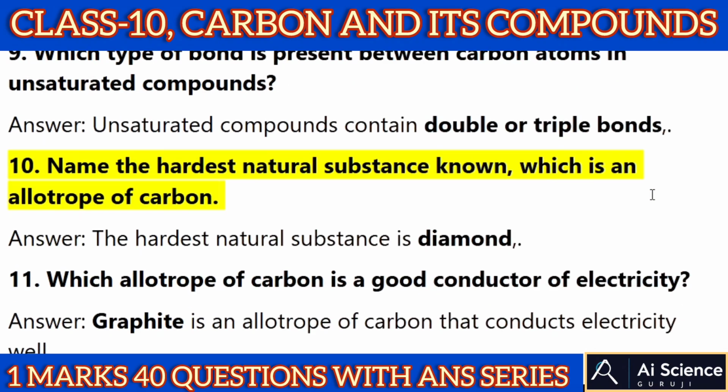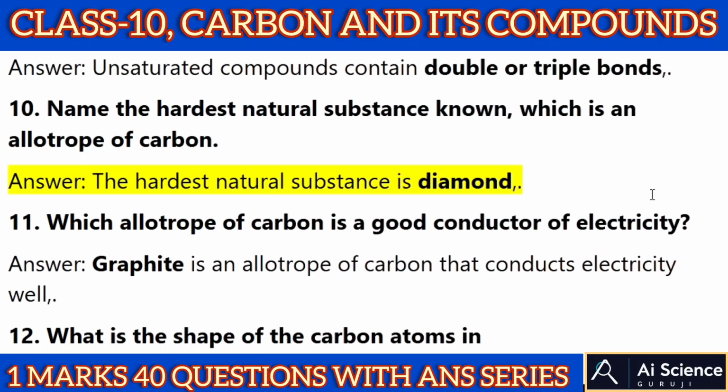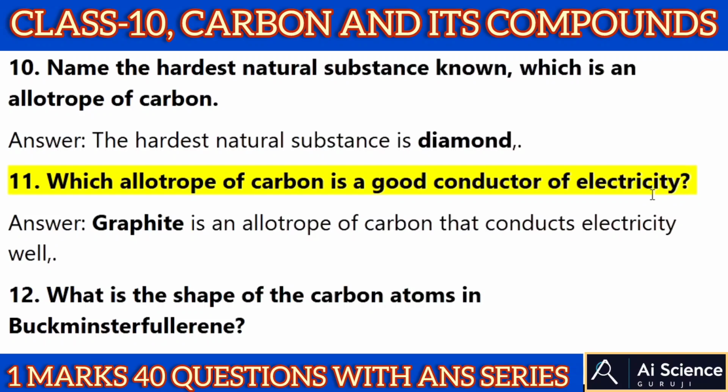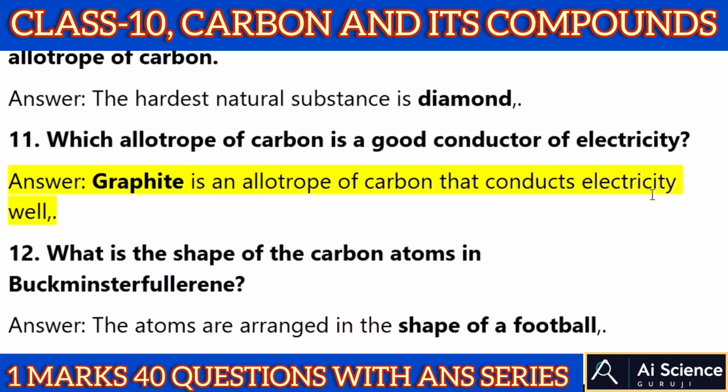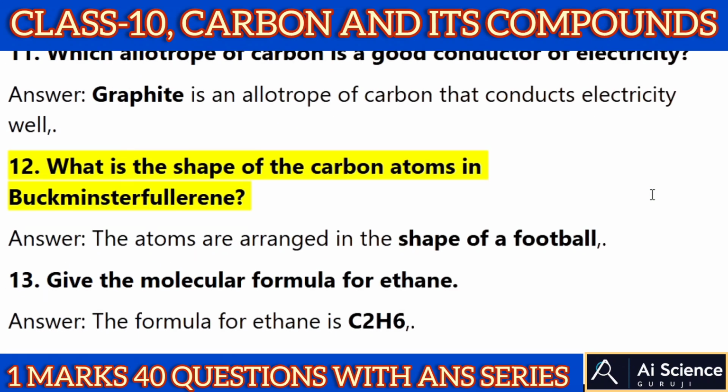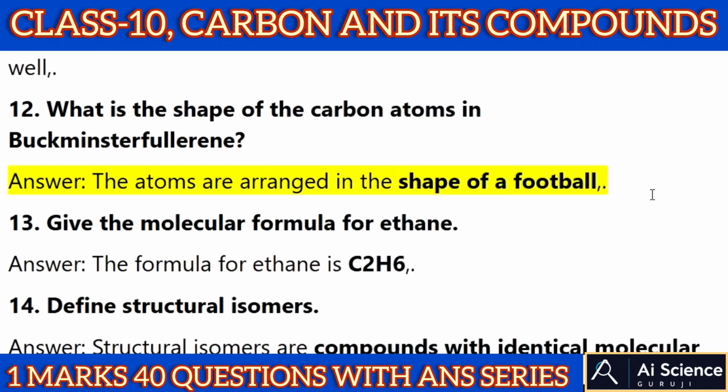10. Name the hardest natural substance known, which is an allotrope of carbon. Answer. The hardest natural substance is diamond. 11. Which allotrope of carbon is a good conductor of electricity? Answer. Graphite is an allotrope of carbon that conducts electricity well. 12. What is the shape of the carbon atoms in Buckminster fullerene? Answer. The atoms are arranged in the shape of a football.